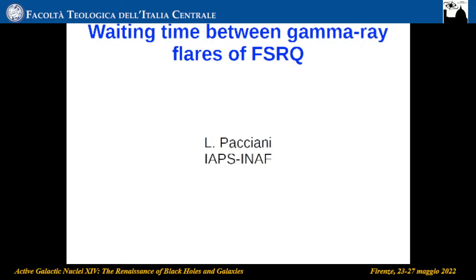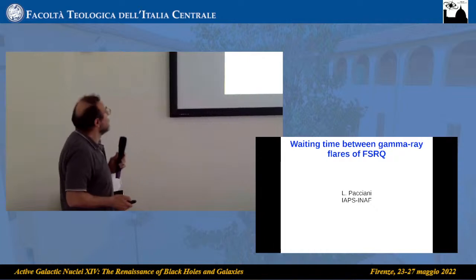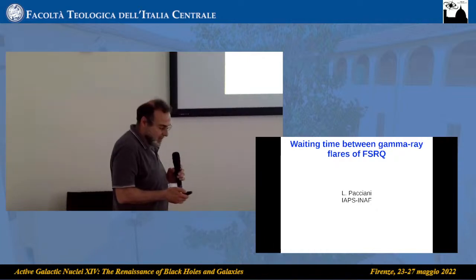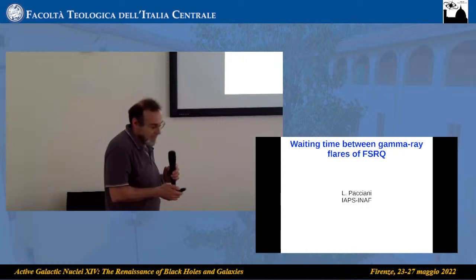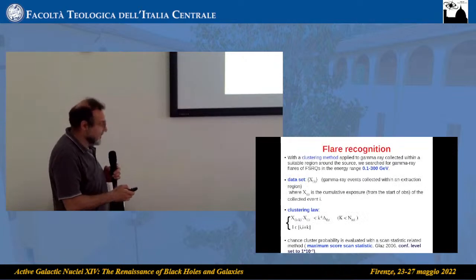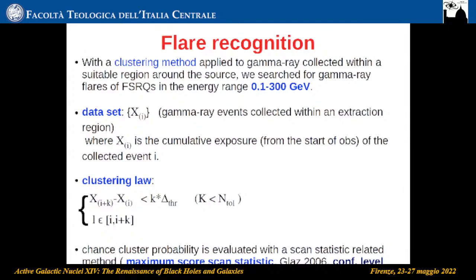Hello, everybody. Waiting times here are defined simply as the time between consecutive flares of gamma rays, that can usually be found with light curve strategies. So you decide a bin and make your light curves. Here I decided on a different strategy: I used clustering and then applied scan statistics to build a set of clusters that is statistically relevant.